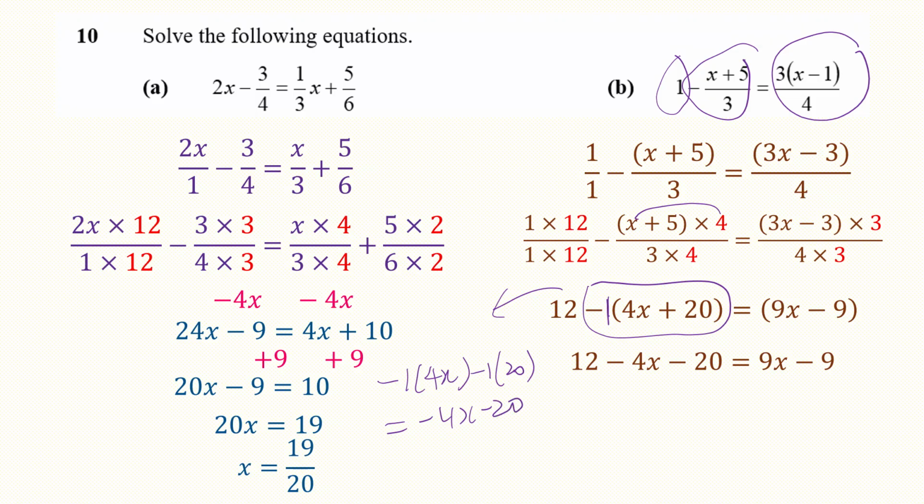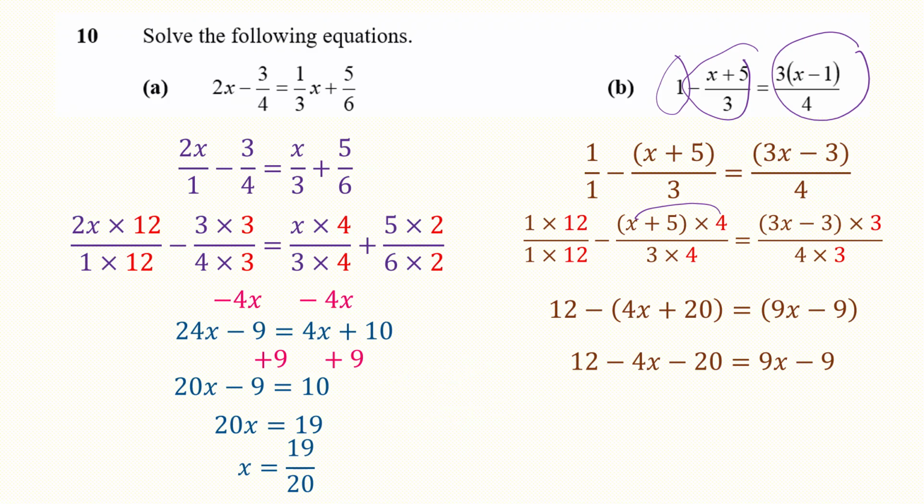All right. So if you do not have the bracket there, some of you may give me 12 minus 4x plus 20 instead of minus 20, and that is incorrect. So that explains the importance of brackets. And if you're confused, please go look at my earlier 2 videos, the part A and part B, to understand the importance of brackets. Right, so 12 minus 20 will give you negative 8.